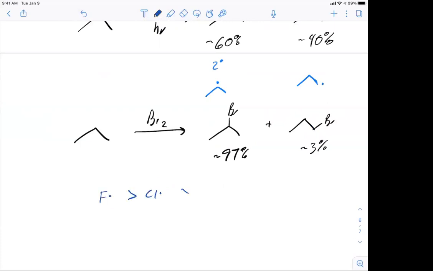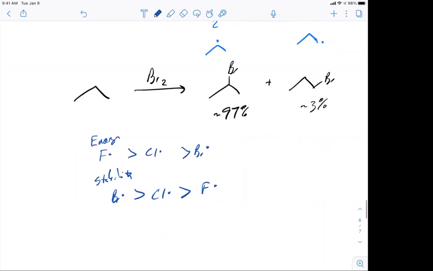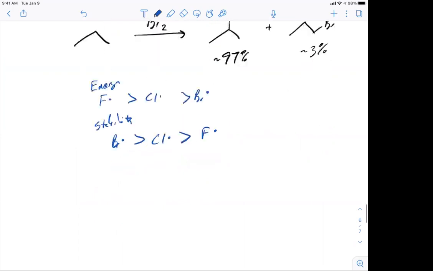And this comes from the fact that the energy of the reaction, and the opposite of energy, right, is stability, is that the fluorine is going to be more reactive than the chlorine. Chlorine's more reactive than bromine. In terms of stability, the bromide is more stable than the chlorine, more stable than the fluorine. So the bromine has less incentive to react than the chloride or the fluoride.